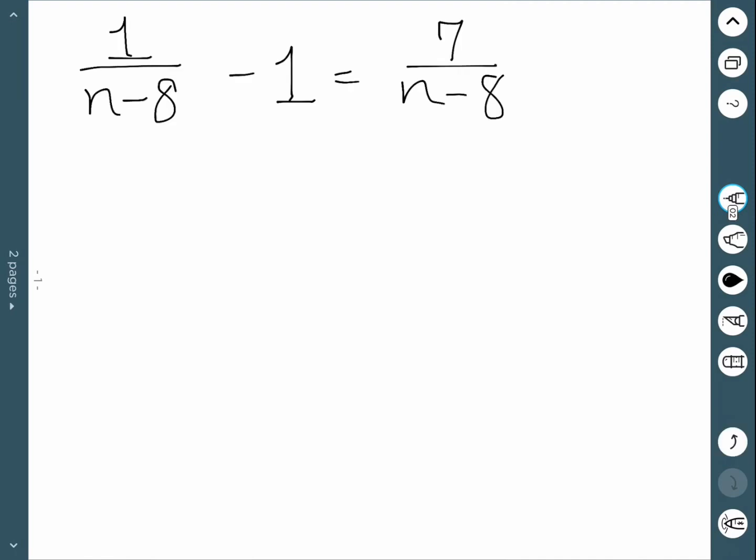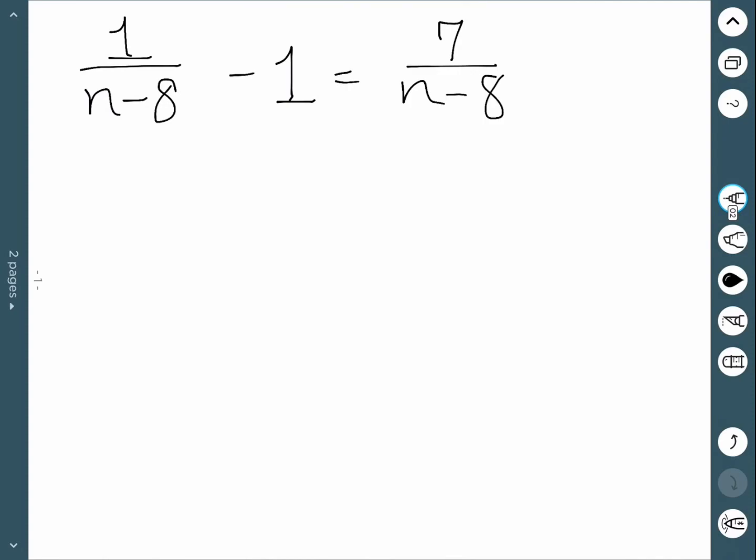So let's look at an example. Here's one example, 1 over n minus 8 minus 1 equal to 7 over n minus 8. And this can be very off-putting at first. I mean, no one really likes fractions, and then to put them inside of an equation makes it even worse. Well, these actually really aren't too difficult.